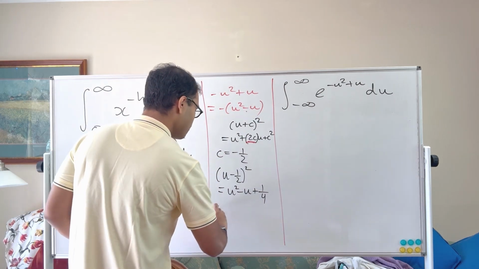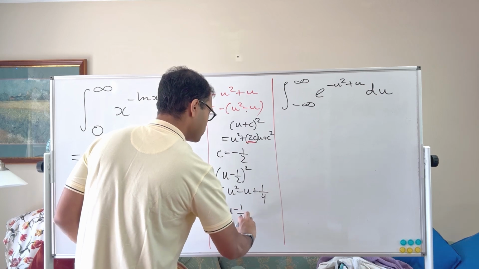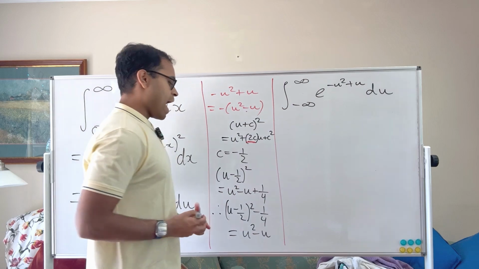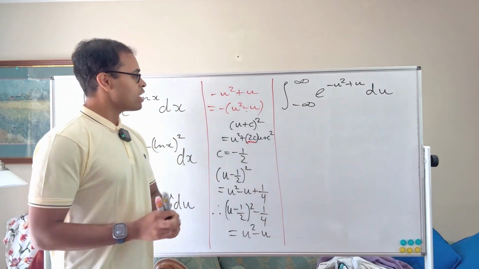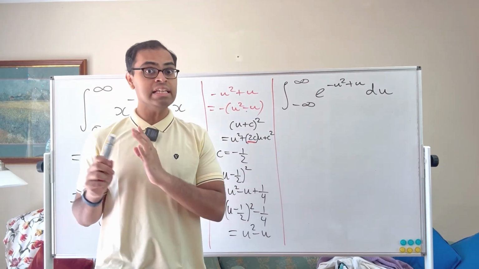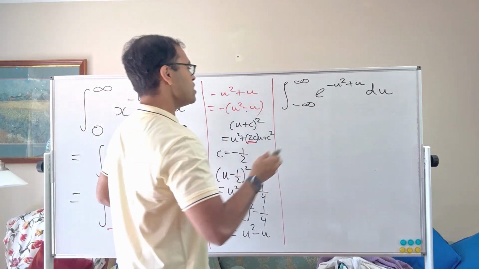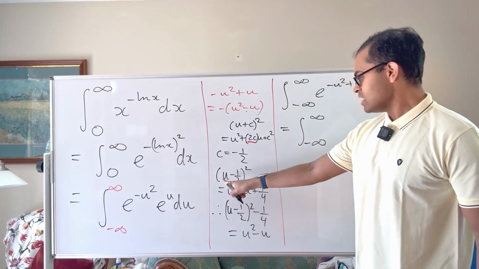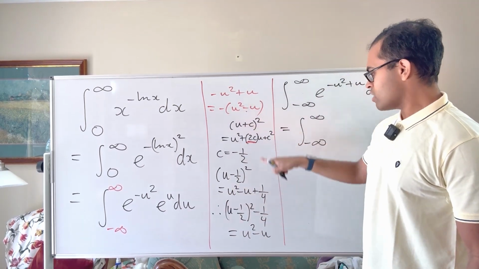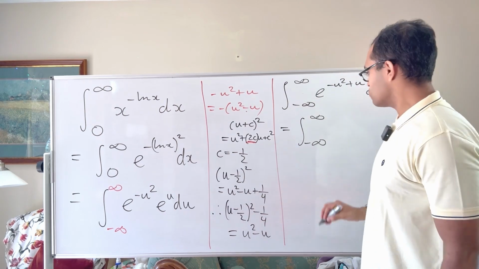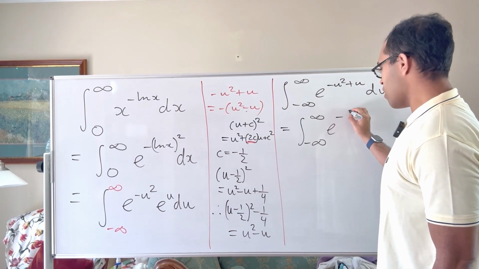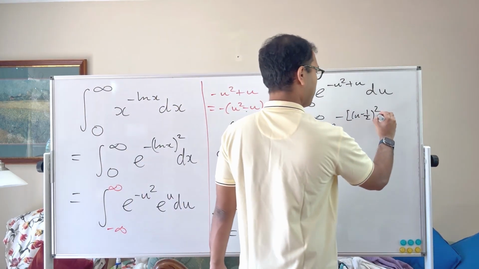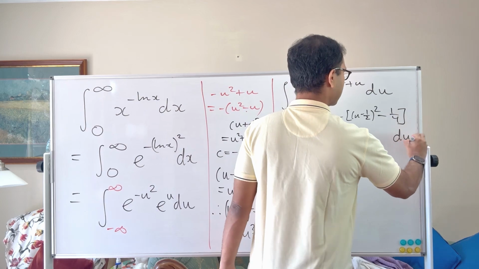Okay, so therefore u minus half squared minus 1/4 is going to equal u squared minus u. And that's now going to lead us to our next step, and we're going to see this integral is going to have pi and e in the answer, which is really amazing. So we're going to get the integral from negative infinity to infinity of e to the negative of this thing, because negative of u squared minus u is going to be negative of this perfect square minus 1/4. So it's going to be e to the negative of u minus half squared, minus 1/4, du. That's going to be the integral.